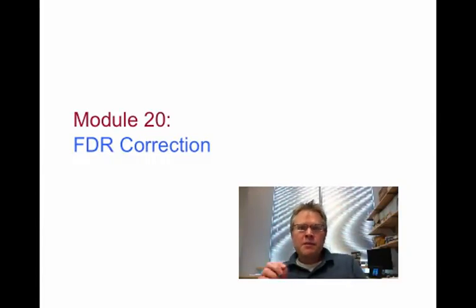Hi, in the past couple of modules we've been talking about the multiple comparisons problem. In the previous module we talked about controlling for the family-wise error rate. In this module we'll talk about controlling for the false discovery rate.